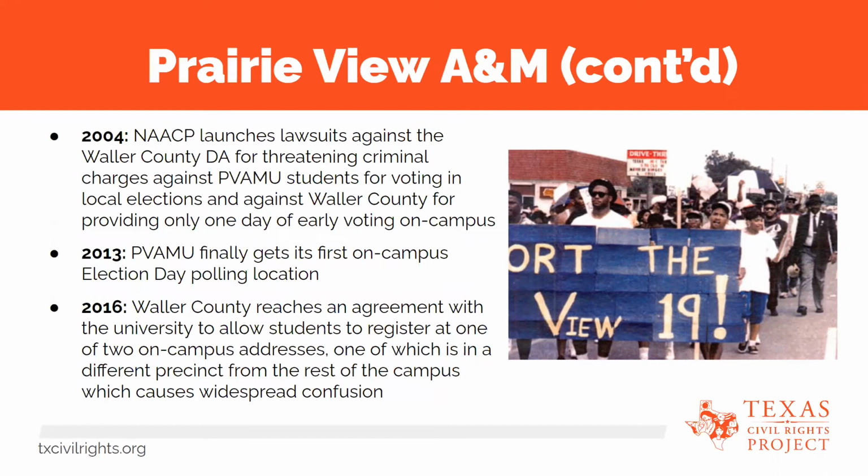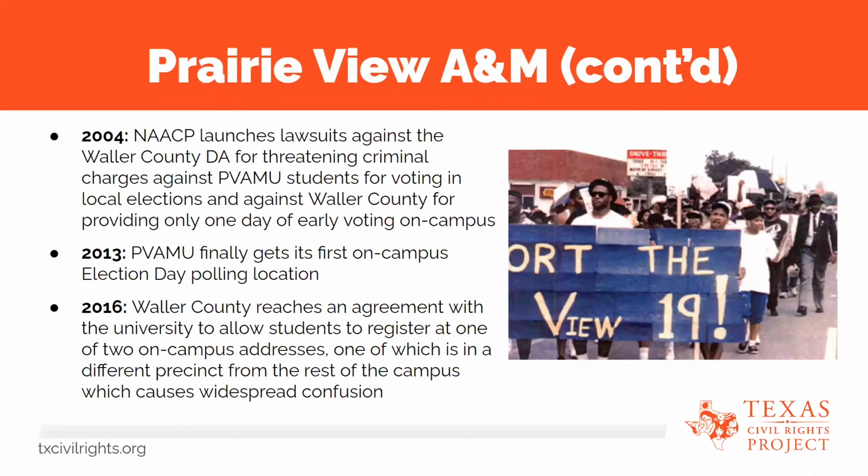In 2004, the NAACP launched a lawsuit against the Waller County DA for threatening criminal charges against Prairie View A&M students for voting in local elections and against Waller County for providing only one day of early voting on campus. The DOJ also intervened in this. What was happening was the Waller County DA was threatening Prairie View A&M students after he claimed that students didn't have the same automatic presumption of residency that other Waller County residents were being afforded. So once again, it took direct intervention and action by activists, organizations like the NAACP and the DOJ before all of those types of threats and any threatened charges were dropped by the Waller County DA.